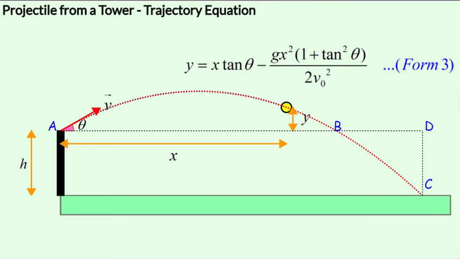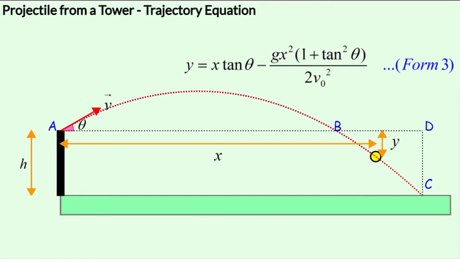And just like the first form of the equation, when x lies between A and B, y would be positive as it would be above the reference line. And when x moves beyond B, then y would be negative as it would lie below the reference line. You always have to bear in mind that these y displacements are from the reference line which passes through the launch point. The displacement from the ground would be the tower height, which is h, minus y.